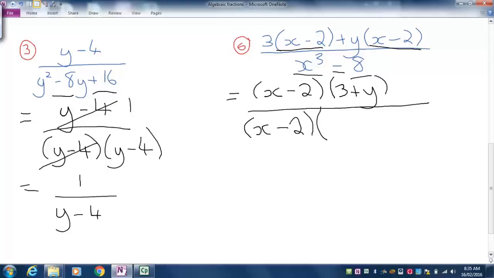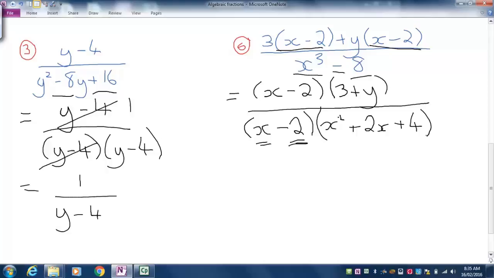In the second set of brackets, we square that first term, so we get x squared. Then we add the product of this and this, so we get plus 2x. And then we square that last term, so we get plus 4. Okay, that's the top and the bottom factorised.